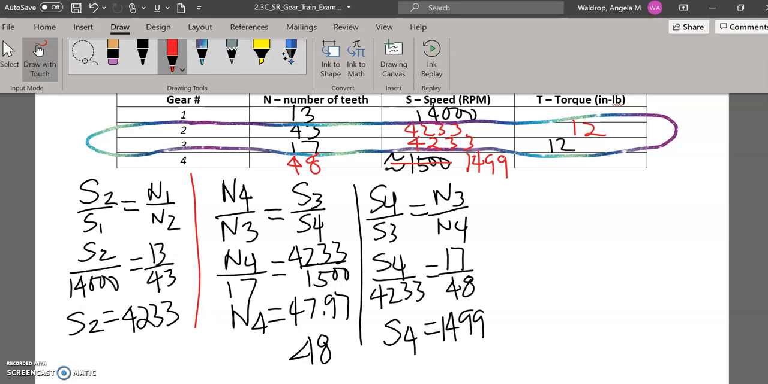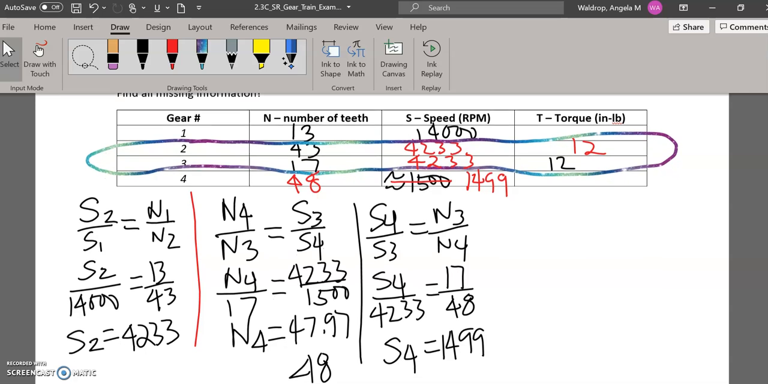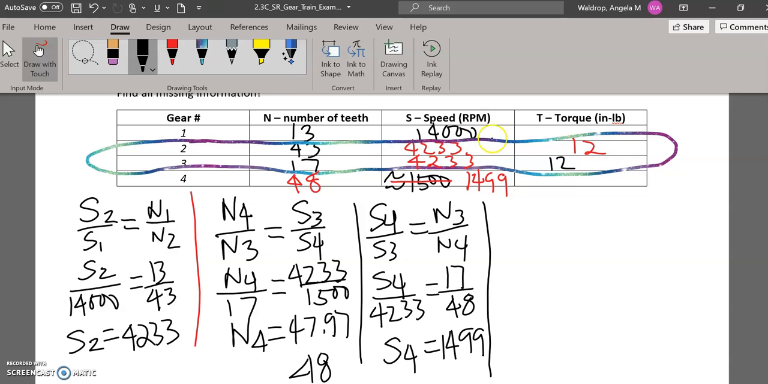Now the last thing that I need to calculate is I need to fill in this torque information in the chart. So I've got a couple more calculations to do and then we'll be all wrapped up. Okay? So I need to find my T4. I'm going to go ahead and start at the bottom and work my way backwards here. So if I start with T4 over T3.